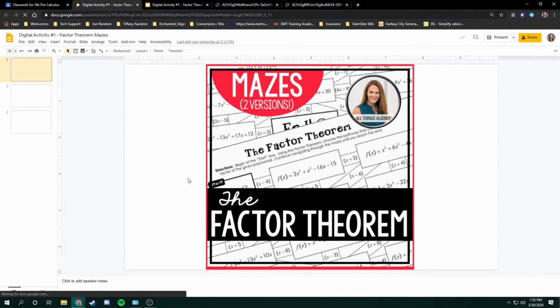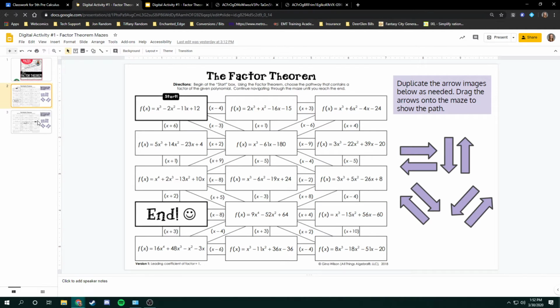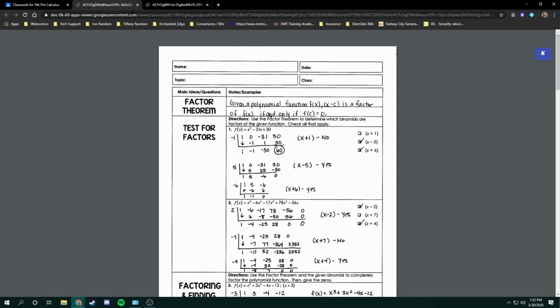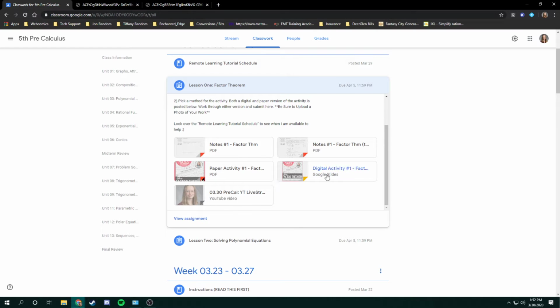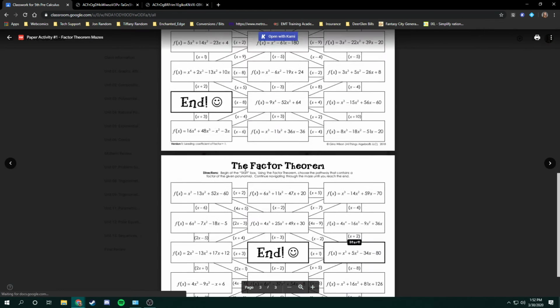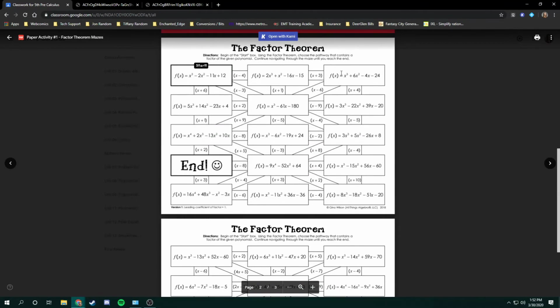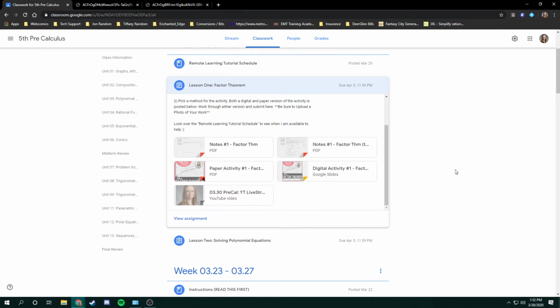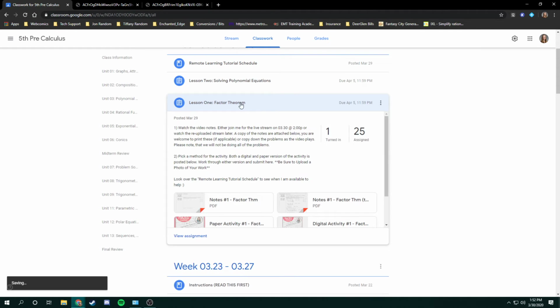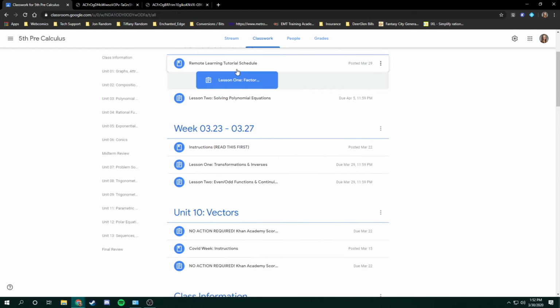So the digital activity is two maze activities. Is this thing a factor or not? Navigating your way through, all you have to do is duplicate these arrows, making a copy of them and moving them around to show the pathway. I have no idea if that's the answer or not. Or you can do the paper version. Same idea, print it out, show me the path. Either option, make sure that you upload a photo of your work, so I can see if you have any common errors or if something was going on.